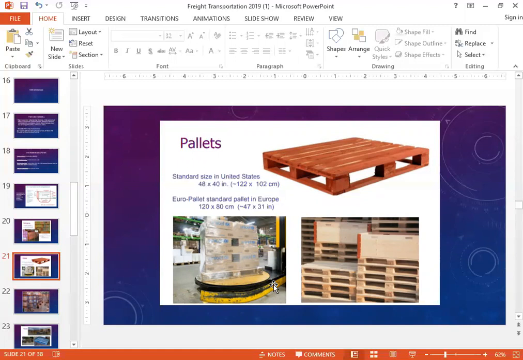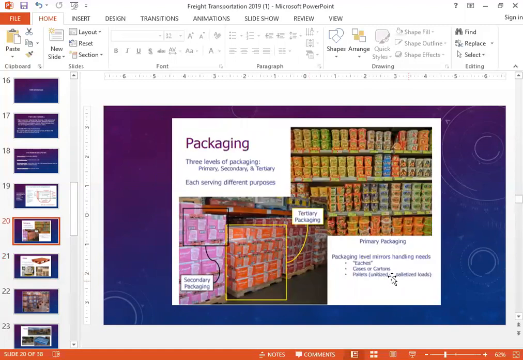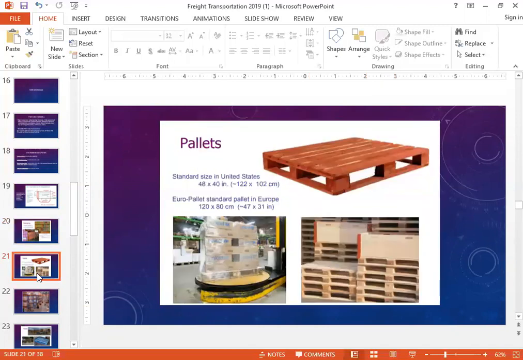And the other one is a European size, which is 120, which is 47 by 31 inches. So slight differentiation over there. One other thing I do want to mention, it's mentioned on this last slide as well, unitizing. What unitizing is, when you bring a whole lot of different boxes and you put them on a pallet and you wrap them together and make one unit out of them. That is the process of unitizing. I'm going to repeat that: taking a bunch of different boxes, putting them on a pallet and wrapping them up, that's called unitizing.